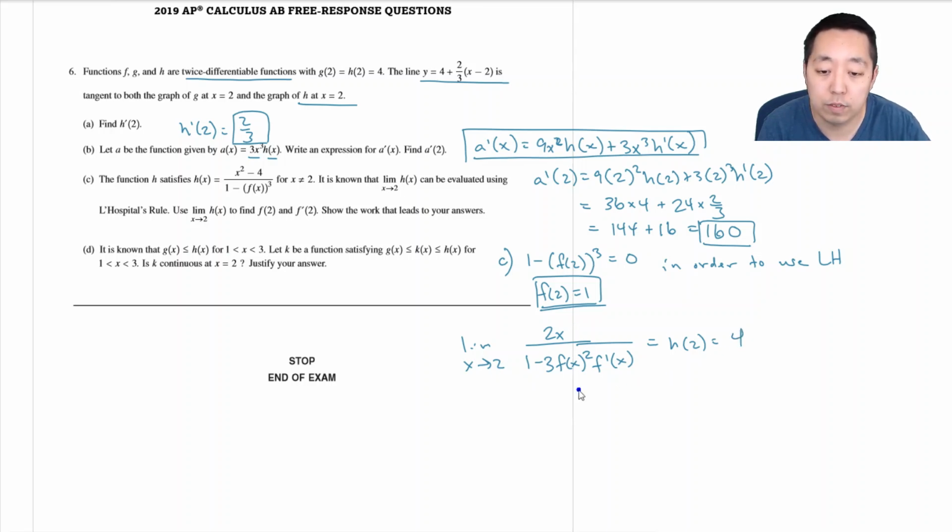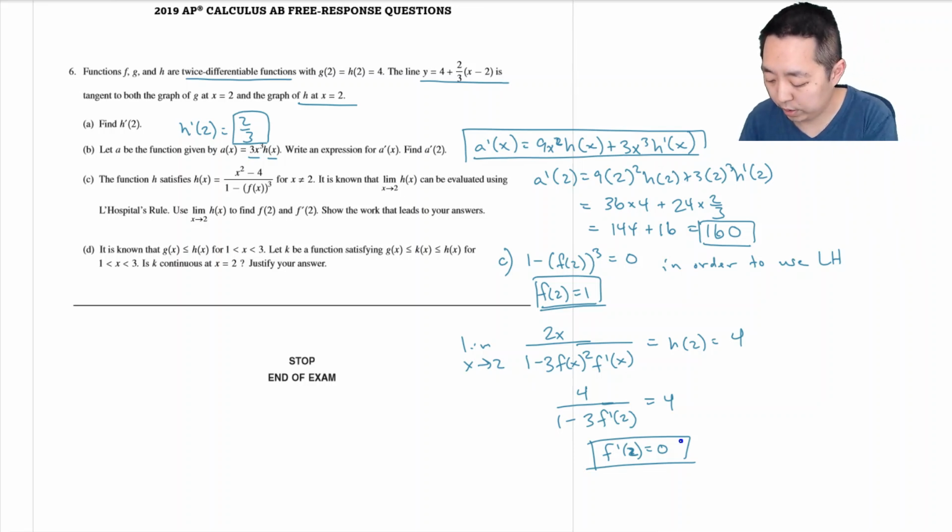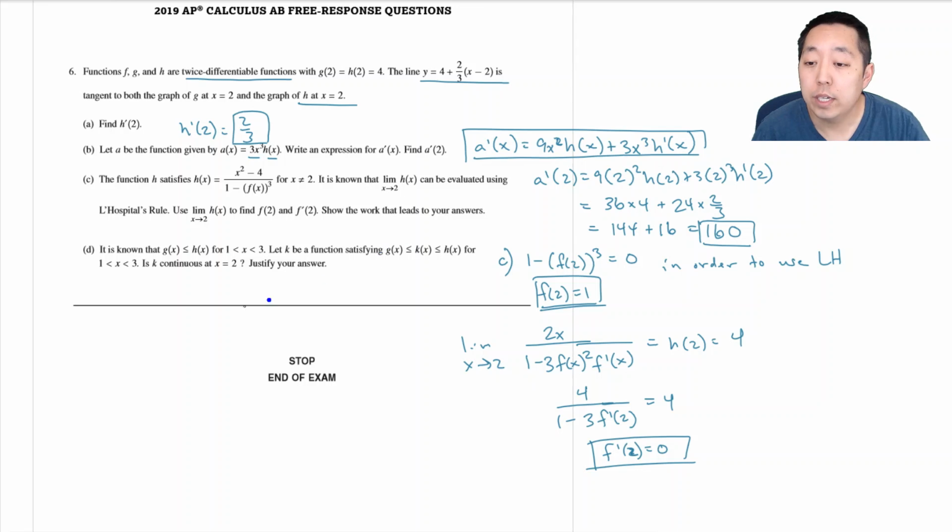So when I plug in 2, I get 4 over 1 minus f of 2 is 1. So that's 3 f prime of 2 has to equal 4. So that means this denominator has to equal 1, so f prime of 2 has to equal 0 to make that work. Right? I think that's right. Let me just double check that that's what I got the first time I did this. Yep, 0.